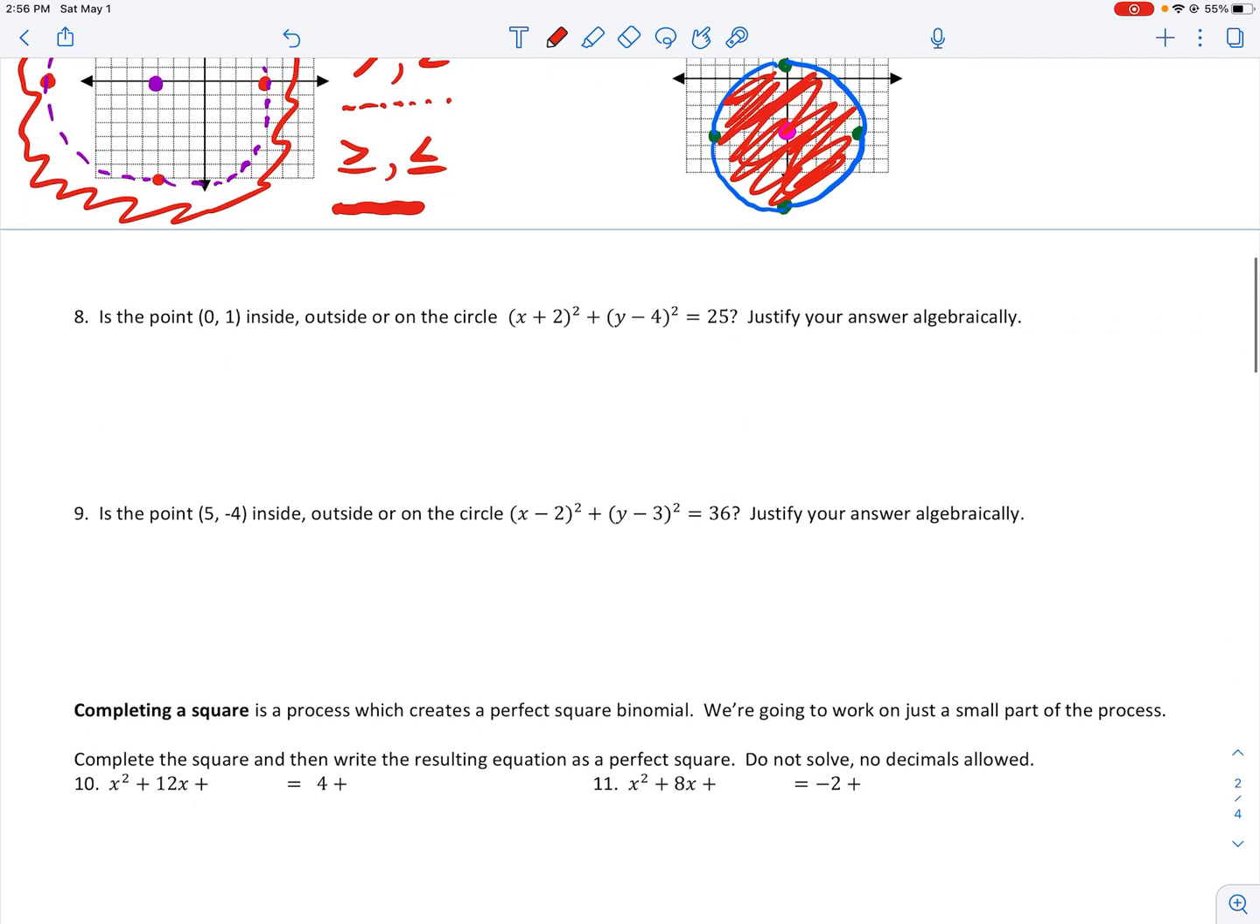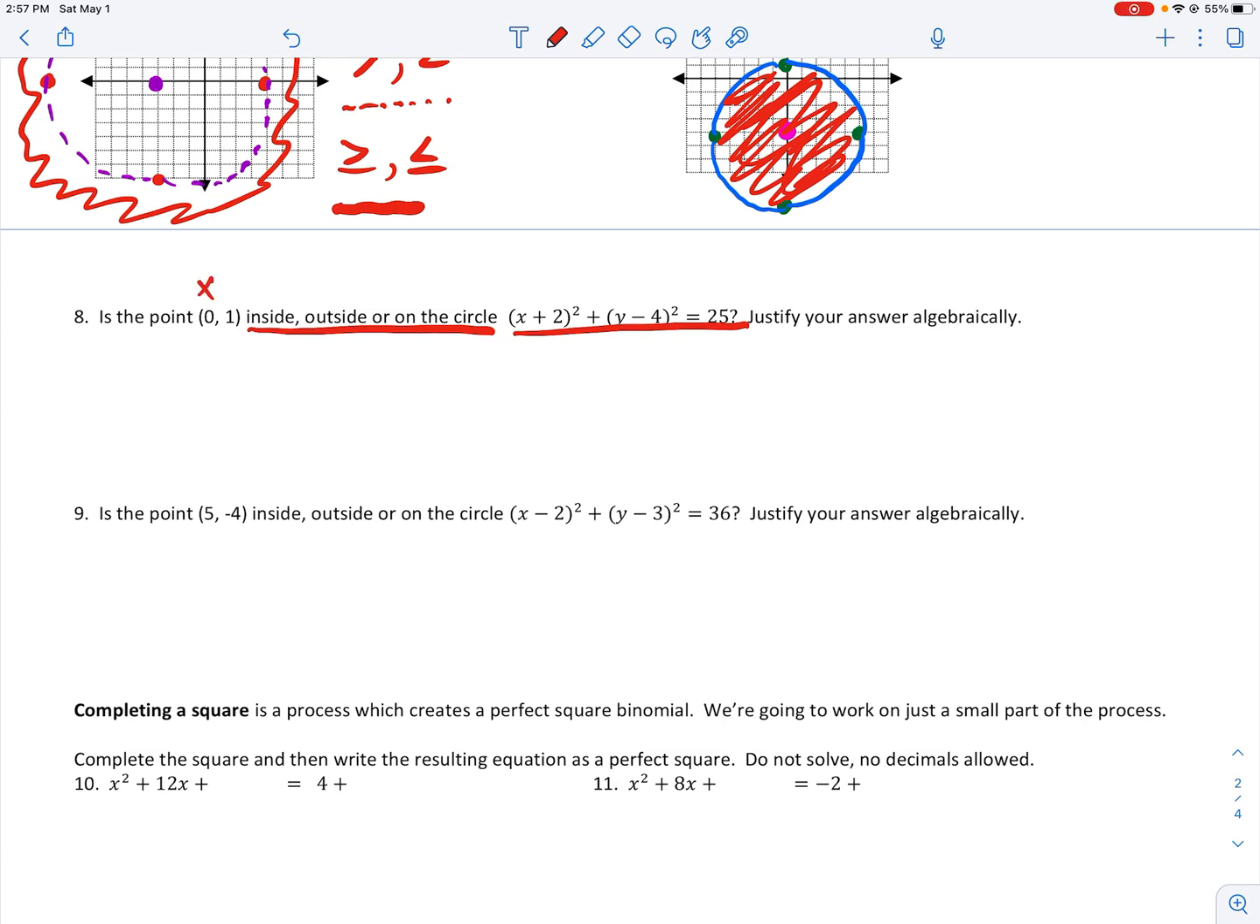Okay, number 8. The point 0, 1 is inside, outside, or on the circle. Here's the equation. So justify our answer algebraically. So what we're going to do is we're going to take that point, and if it was on the circle, when we plugged in 0 and 1, we should get a true statement. Right? When you plug in 0, 1, it should be 25 if the point's on the circle. If it's not, we're going to get a number either bigger or smaller than 25, and that's going to help us determine whether it's inside or outside.